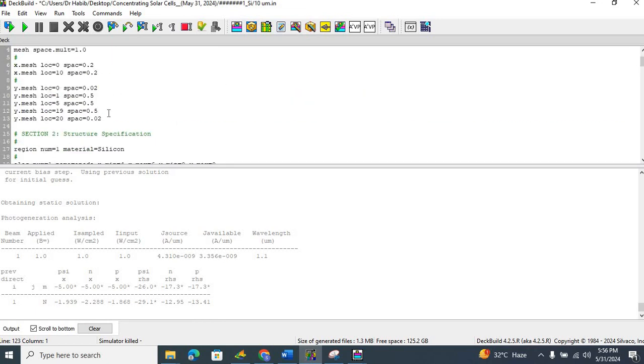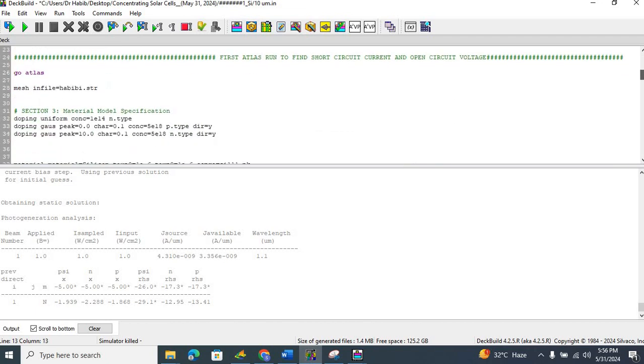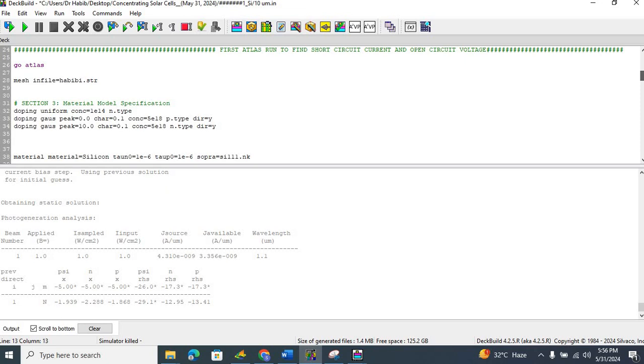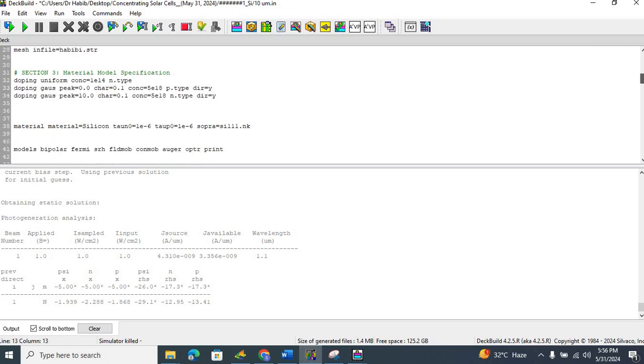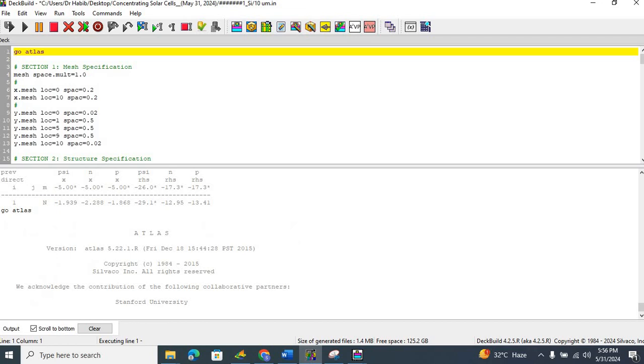After making the correction, I wanted to make a structure from 0 to 10 micrometers, and for that purpose let me quickly make the correction. Alright, so that is fine. And then what else? Talking about the dopings, they are fine. Let me check the anode and cathode. So everything else is fine. Let me run the simulation once again.